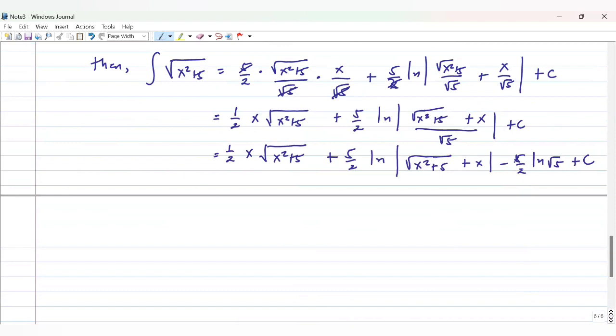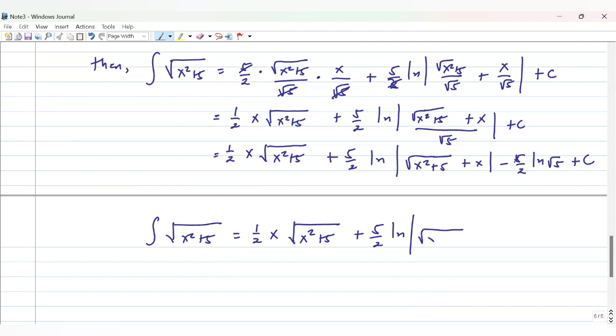So looking at this one, our 5 halves ln of square root of 5 actually is constant. So therefore, our final answer for the integral of square root of x squared plus 5 is equal to 1/2 x square root of x squared plus 5 plus 5 over 2 ln of square root of x squared plus 5 plus x. And let's just put it as C1. So this is your final answer.